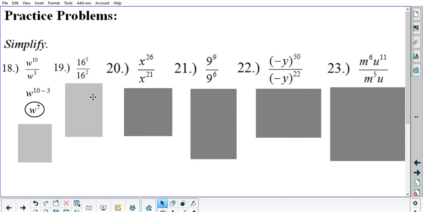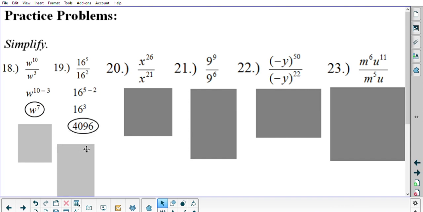Problem number 19. Same type of thing as number 18. The base will stay as 16. But we can use the shortcut that we have discovered and subtract the exponents. And that's why this becomes 16 to the 3rd. Now, 16 to the 3rd, we can actually take that a step further. 16 times 16 times 16. I would probably honestly use a calculator for that. And that would give you 4,096. I would like for you to now do numbers 20 through 23 on your own.